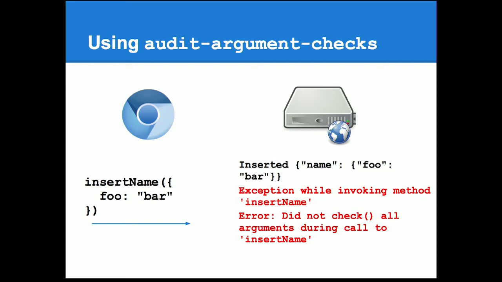So this is a great tool to help you remember to check all your arguments to all your methods and publish functions. But I do want to point out that it's not a silver bullet, because the exception gets thrown after the method runs, and it's a runtime check. So this is a great thing to use when you have good testing and QA coverage, and you can discover these kinds of bugs during your testing phase.